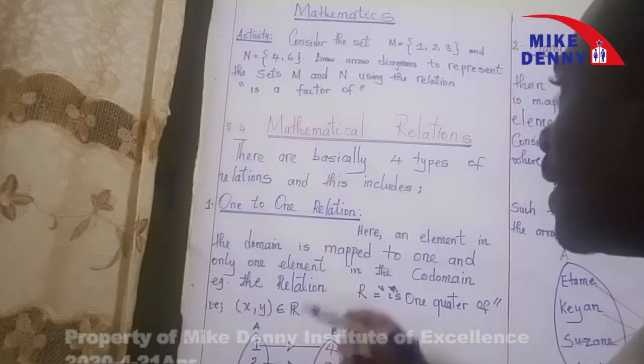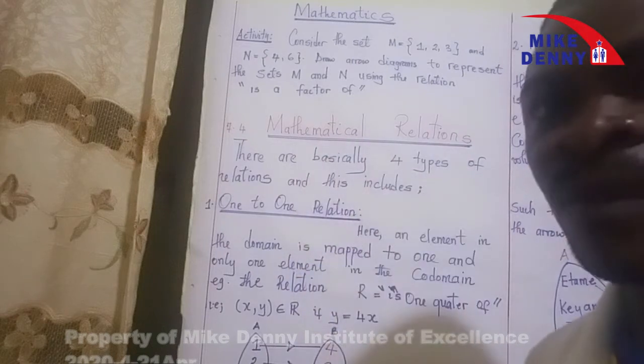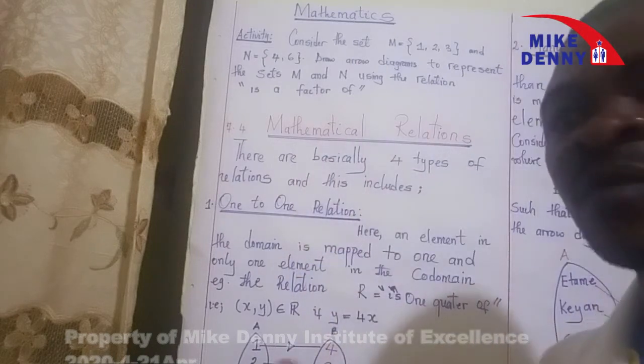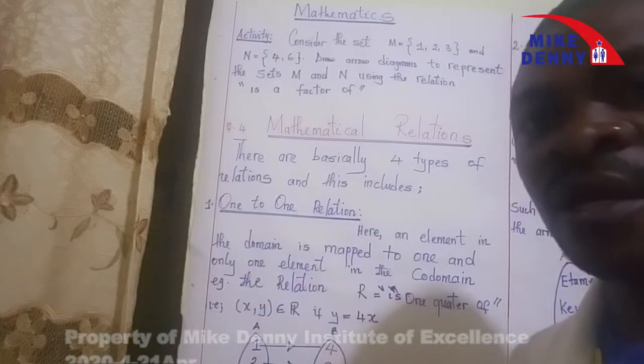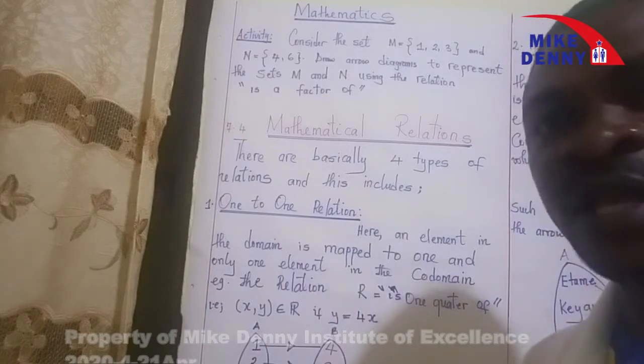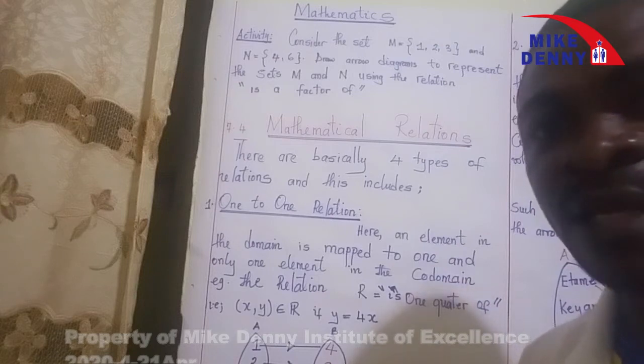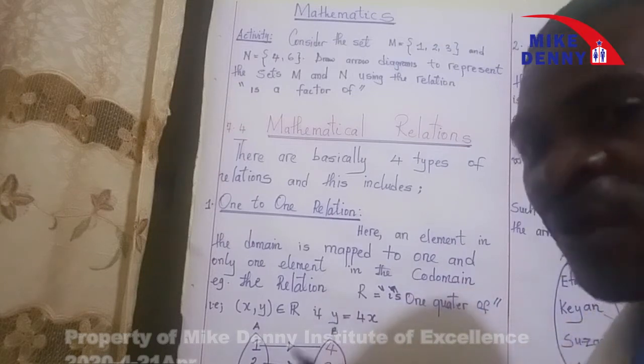So our lesson of today is mathematical relations. Mathematical relations here simply means how variables are linked to one another. Recall, even at home, we have relationships. We have relationships that exist between our parents, our brothers and sisters, and so on. It's the same thing we are going to do here.